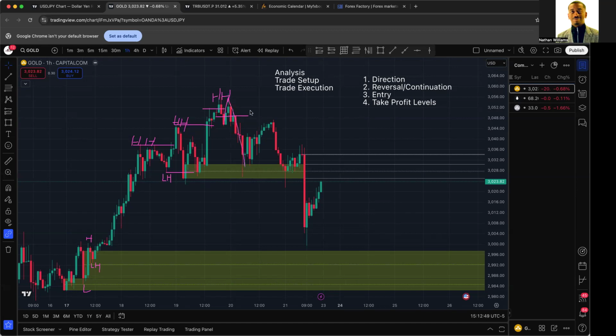So at this point right here, we had our last change of character. So now the direction is what? That was a bearish change of character right there. And you see we dropped. We pulled back and we dropped again. Pulled back and we dropped again.